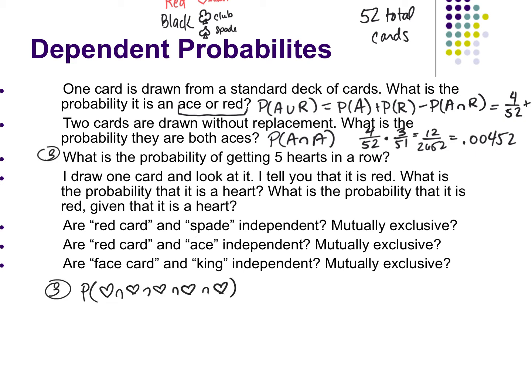A flush: 5 hearts in a row, what's the probability of getting that? That's called a flush when you have all of the same suit. So, how many hearts are in the deck? 26 red, and 13 of those are hearts. So the probability that my first card is a heart is what? 13 out of 52.